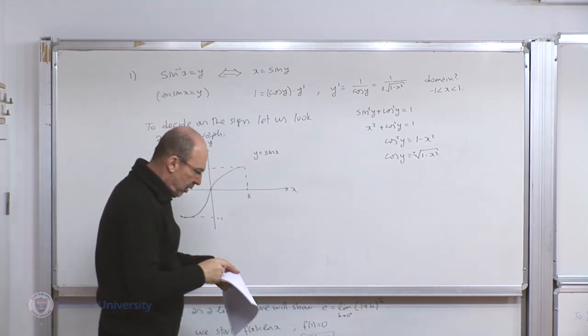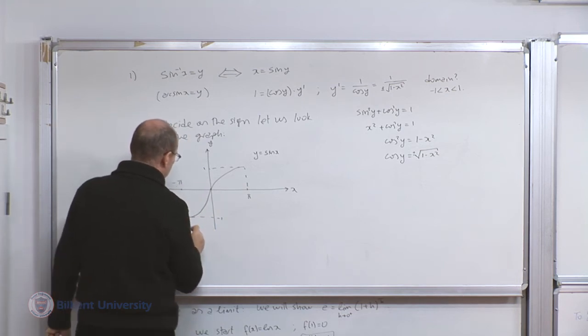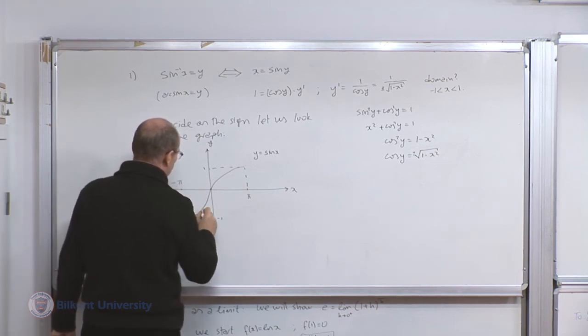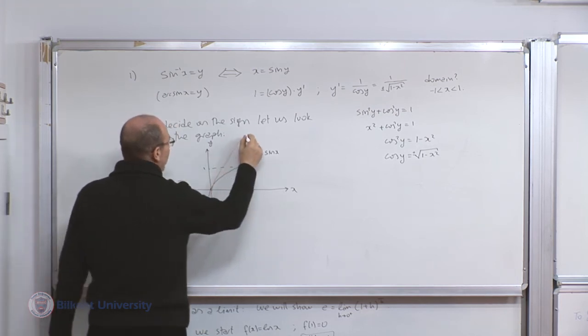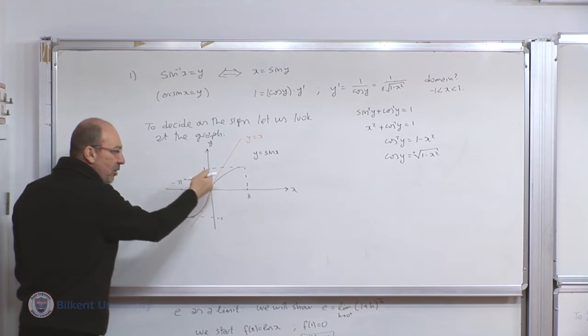Now I consider the mirror. Here my graph is not convincing, but okay, the graph is something. This is y equals x. So we know that here the tangent is 1.